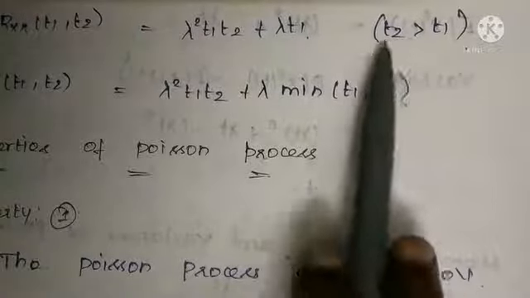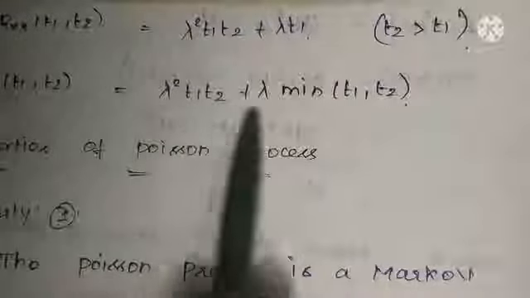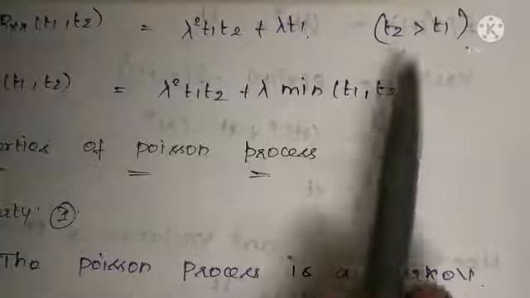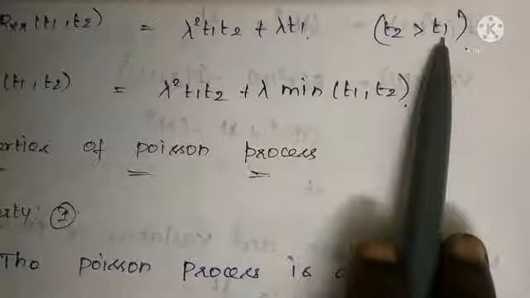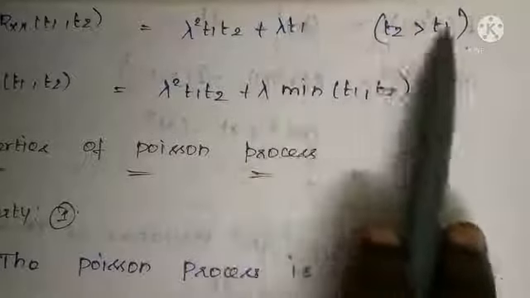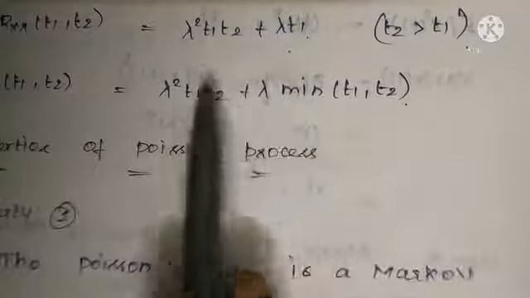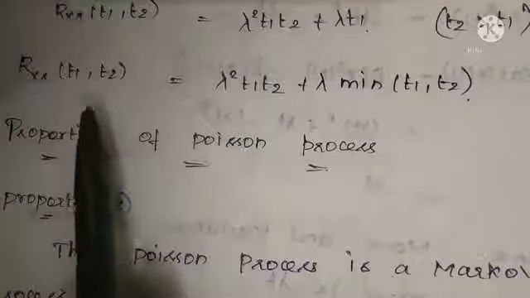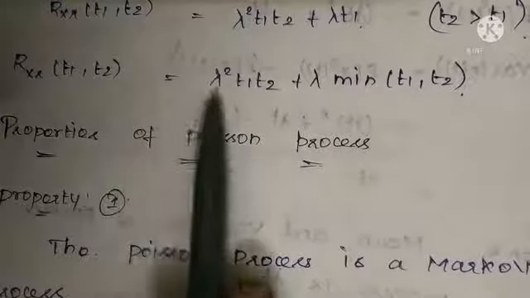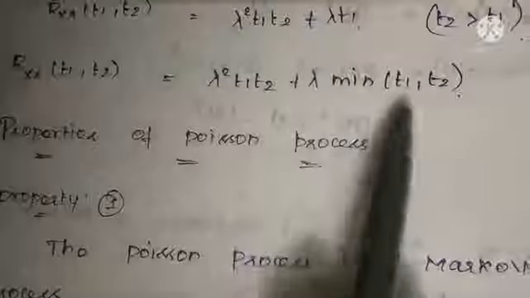Let us assume T2 is greater than T1. I have T1 here, right? This is the standard answer for autocorrelation. In order to get this answer, I assume T2 is greater than T1. So this is the minimum of these two. The minimum of these two is T1. So the minimum of T1 comma T2 is T1. So what is autocorrelation? Rxx of T1 comma T2, the autocorrelation of Poisson process, is lambda square into T1 T2 plus lambda into minimum of T1 comma T2.